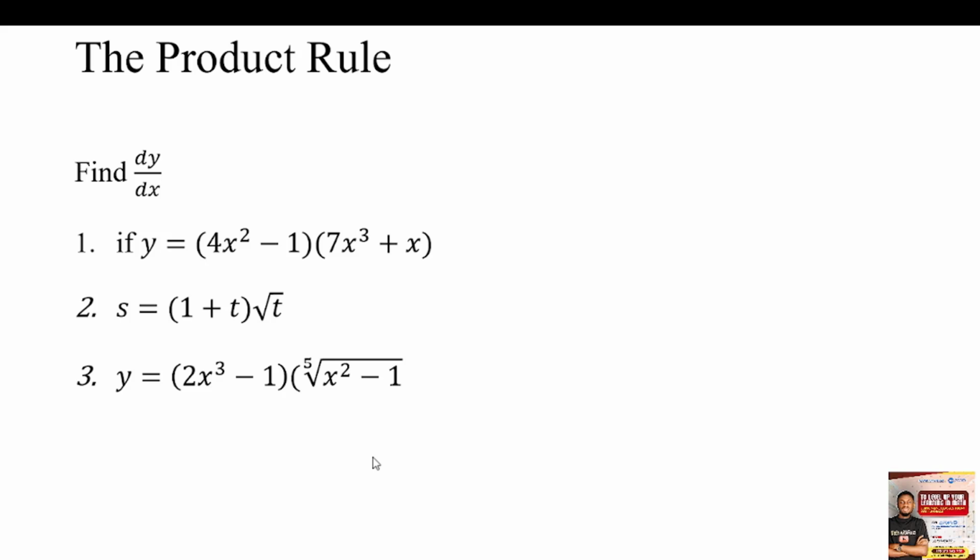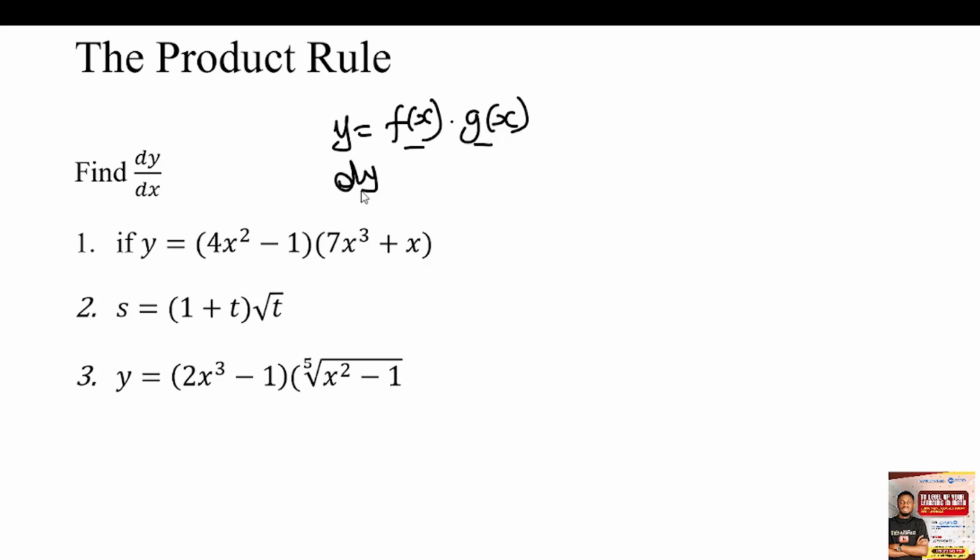Now, the definition of the product rule. The product rule is used when you are finding the derivative of two functions being multiplied together. So suppose you have a function y equals f of x dot g of x. This is a function multiplying another function. So two functions being multiplied together.